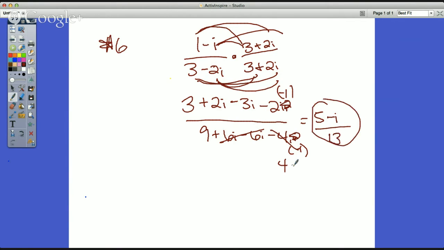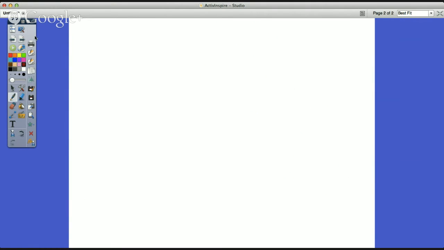You can either write it just like that, or you could write 5 over 13 minus i over 13, so the 13 goes to both. I'll take either as my answer. Check out this next one. All of these, by the way, as I check the test right in front of me, will be used on the test. So these are great questions that we can use come test time.